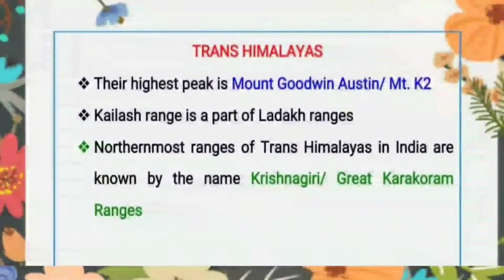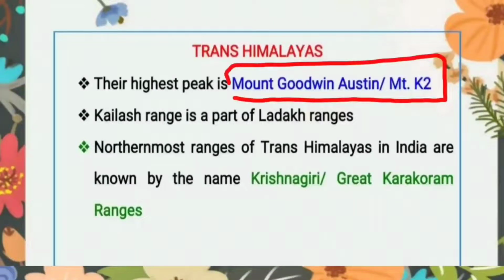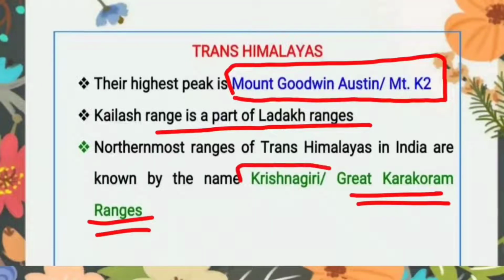The highest peak of the Trans Himalayas is Mount Goodwin Austen, or we can say Mount K2. This is the highest peak of the Trans Himalayas. Kailasha range is a part of the Ladakh range, and the northernmost range of the Trans Himalayas is known as the Karakoram, the Great Karakoram range, or the Krishnagiri range. This is very important to remember.